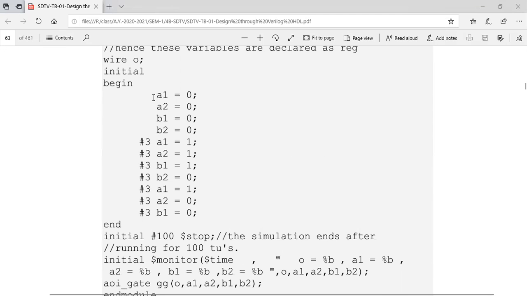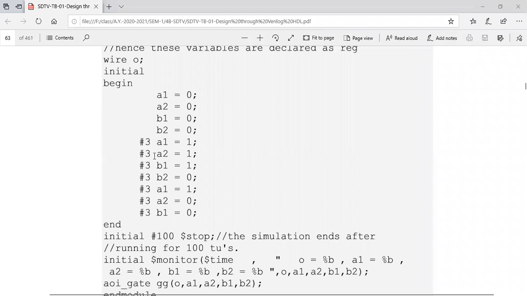At the 0th second, what we are giving as input is all zeros: A1, A2, B1, and B2. These values will run for 3 seconds. After that, we make only A1 as 1. At 0, all are zeros, A1, A2, B1, B2. At the third second, we make A1 as 1, that means A2, B1, B2, all three are zeros only.